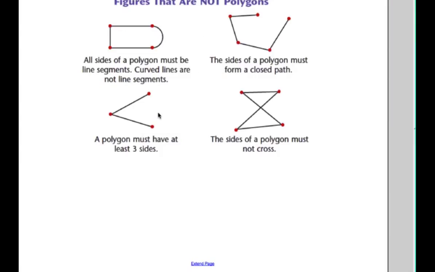Same with this one right here. This one also is not a polygon because it only has two sides, and a polygon must have at least three sides. This fourth figure here is not a polygon because it has these sides that cross. The sides of a polygon must not cross.